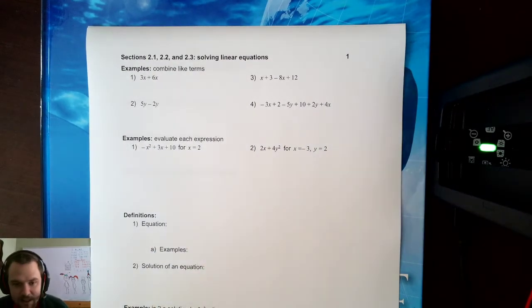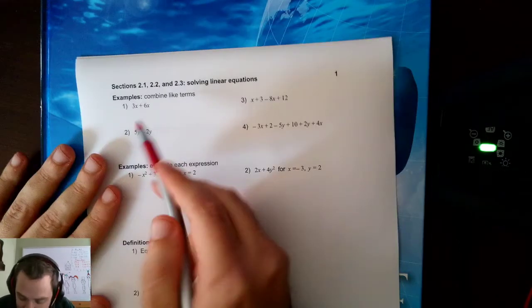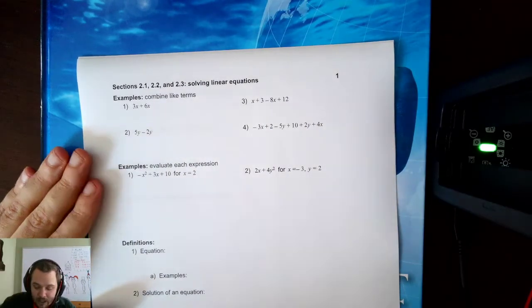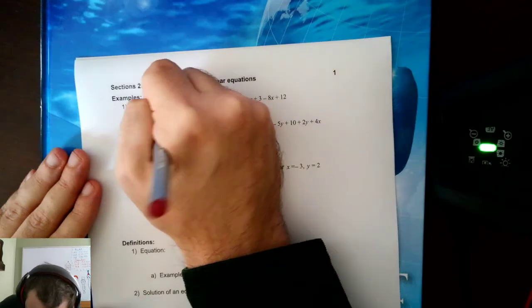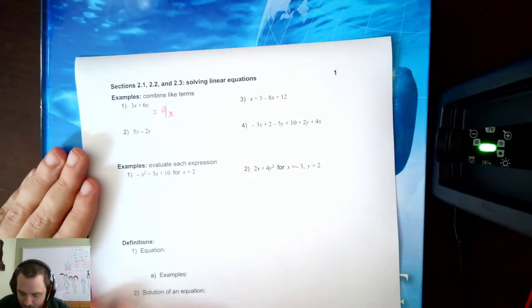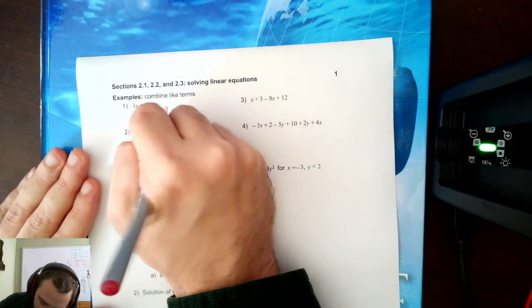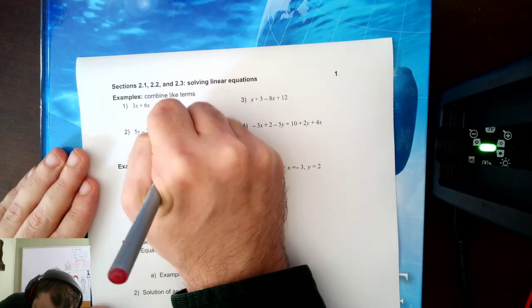So first, let's remind ourselves of some skills we are going to need in this section, and that is combining like terms. If I have 3x plus 6x, that should add up to be 9x, right? Because they're like terms. 5y minus 2y, well, since they're like terms, that should be 3y.